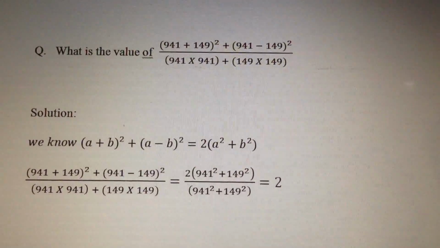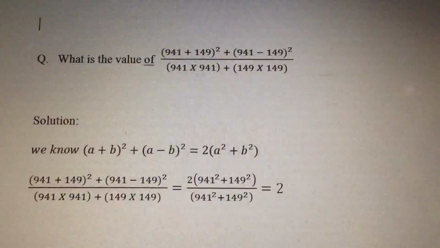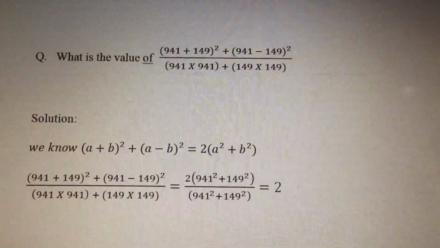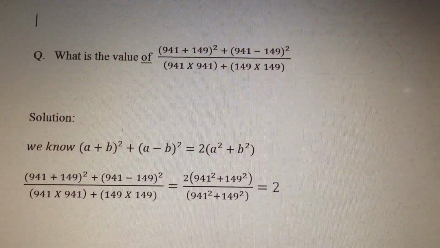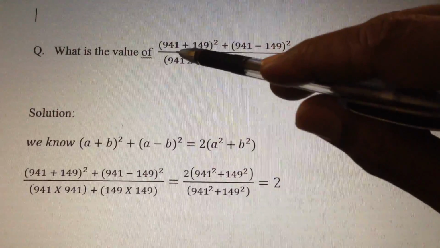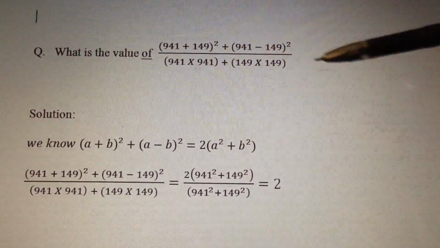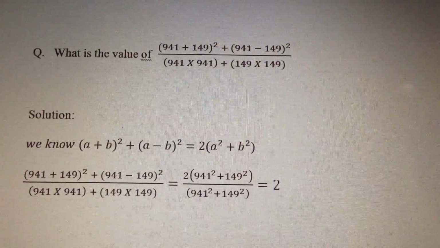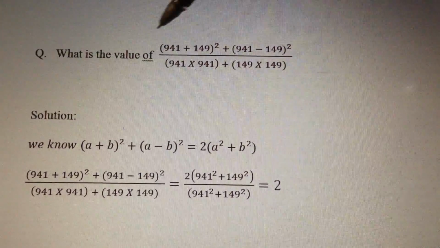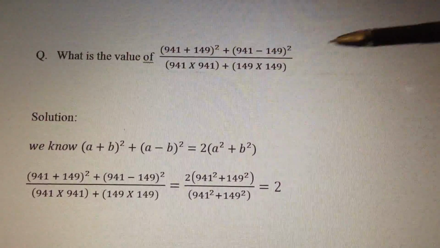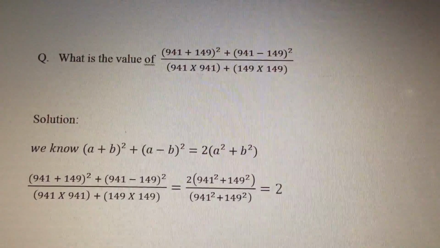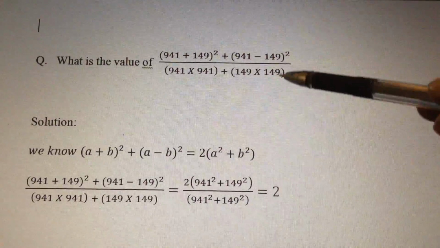Here is the question. What is the value of ((941 + 149)² + (941 − 149)²) by (941 into 941 + 149 into 149)? Generally, how do you solve this problem? The conventional way of doing it is by expanding (941 + 149)² and expanding (941 − 149)². But if you observe the question carefully, the numerator part is in the form of (a+b)² + (a−b)², where a is equal to 941 and b is equal to 149. And the denominator part is a² + b².